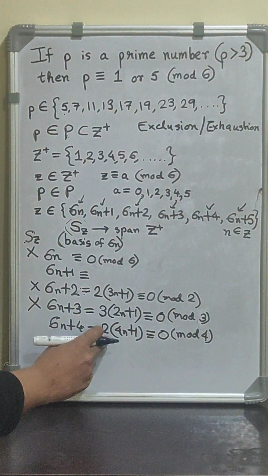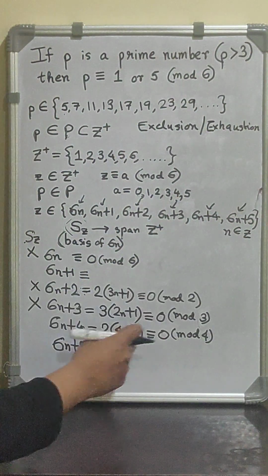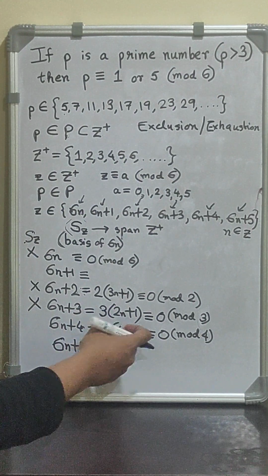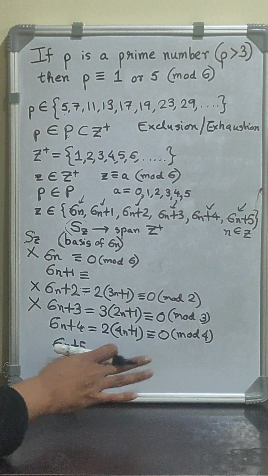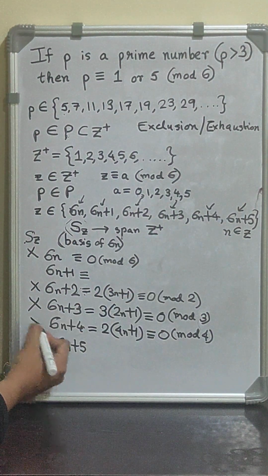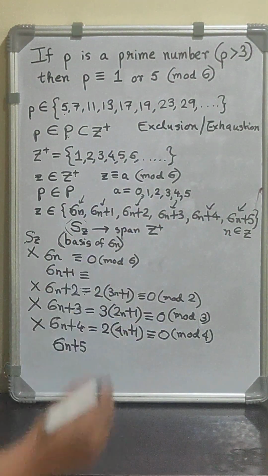Now, there's just one factor visible here, depending on the value of n, because n can be any integer. Sometimes 2 can be the only factor, and sometimes there can be more common factors of these terms. But all we're saying is there's at least one factor dividing it, so this cannot be a prime number. This cannot be a basis to span prime numbers in Z plus.